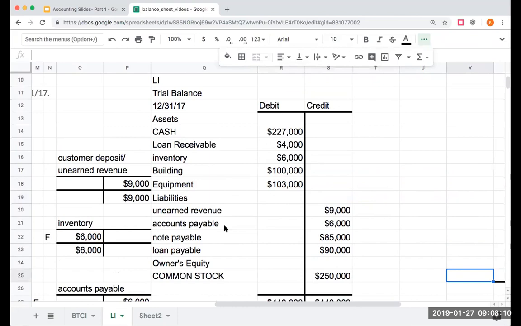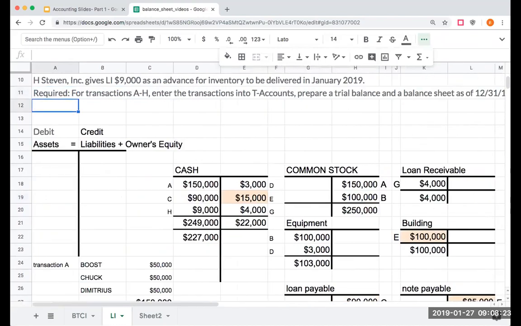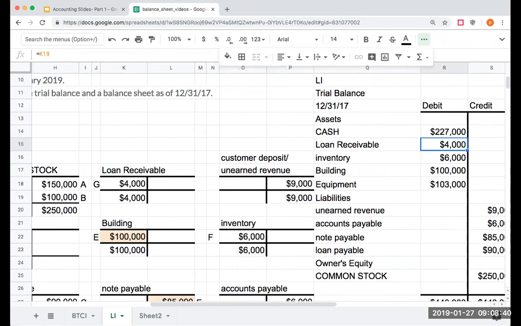So once we've done this, what I am then going to do is make my balance sheet. What is a balance sheet? It is assets equals liabilities plus owner's equity. When I'm doing the balance sheet, I'm showing that at a particular point in time, the snapshot in time, my assets equaled my total liabilities plus my owner's equity.